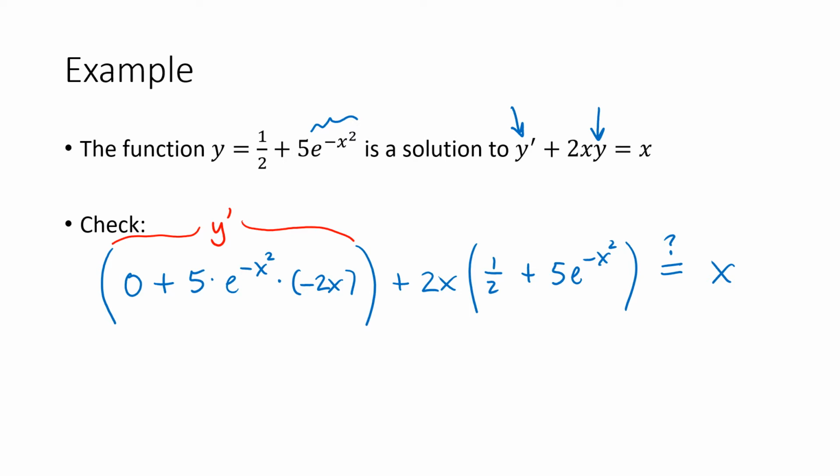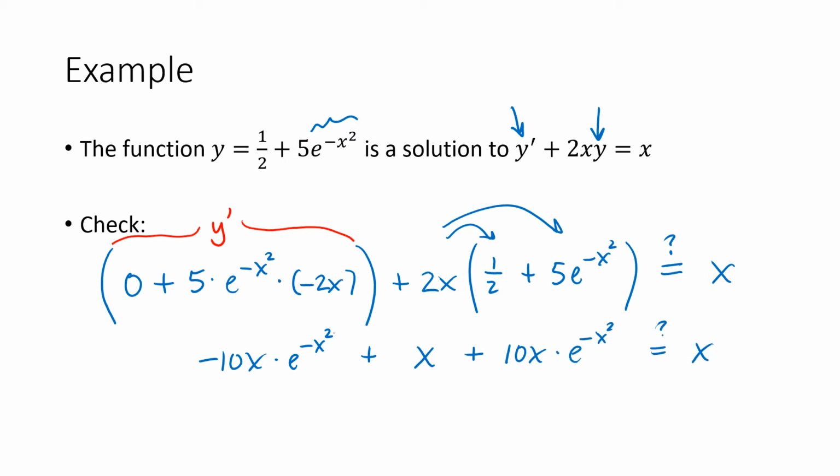So what we have to do is simplify the left-hand side and see if we can get this to work out. So 0 doesn't do anything, and then we've got 5 times the negative 2x, that's going to be negative 10x, multiplied by the e to the minus x squared. 2x times 1/2, so I'm distributing here, that's going to be x, and then 2x times 5 is 10x times e to the minus x squared. And then this whole thing cancels out with that whole thing, and x equals x, so this checks out.